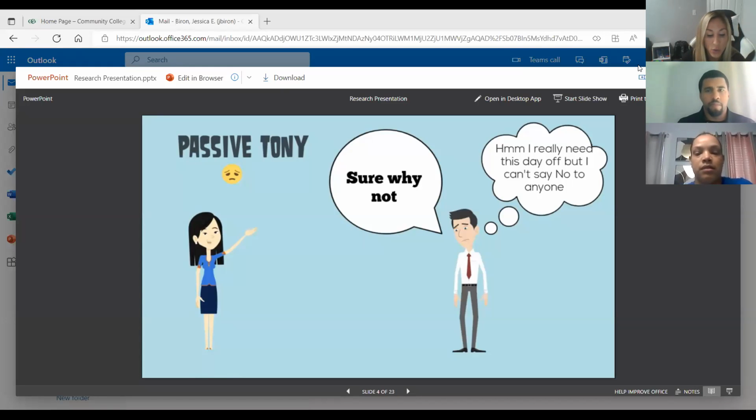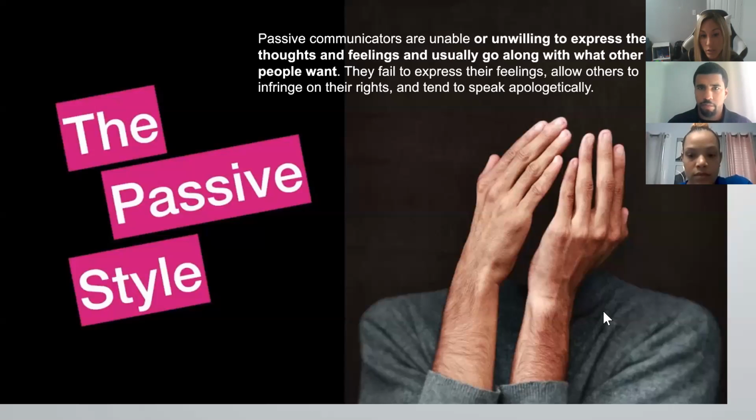On the next few slides, we will be talking about each communication style, what they mean, their thoughts, traits, and characteristics. We'll also talk about the pros and cons of each style. We'll also mention some benefits and also some learning skills on how to become a better communicator. Passive communicators are often unwilling to express thoughts and feelings, and usually go along with what other people want. They tend to speak apologetically.